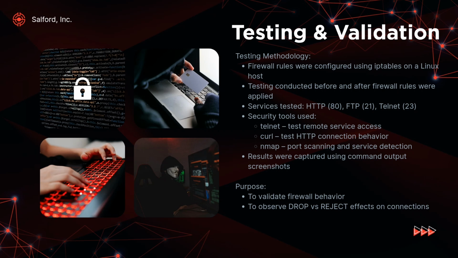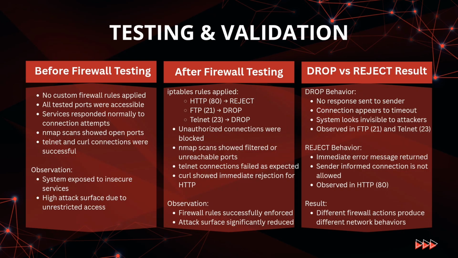Before firewall testing, no custom firewall rules were applied. All test ports were accessible. Services responded normally to connection attempts. The Nmap scan showed open ports, and Telnet and curl connections were successful. Observation: the system is exposed to insecure services and a high attack surface due to unrestricted access.